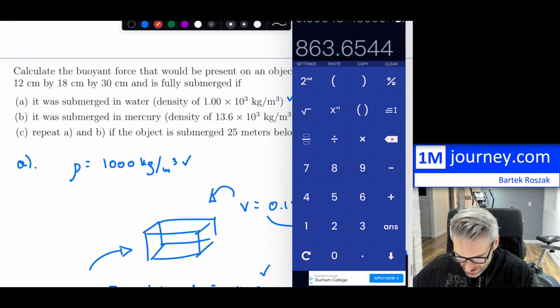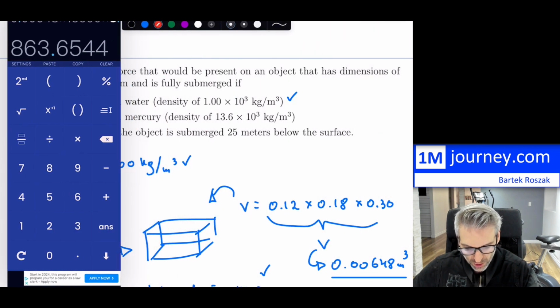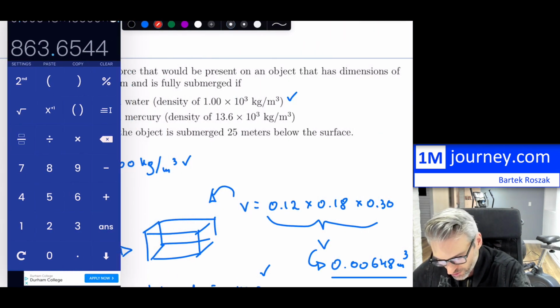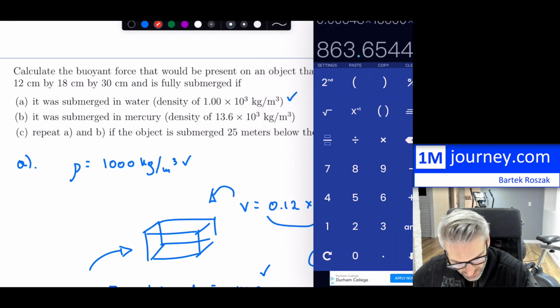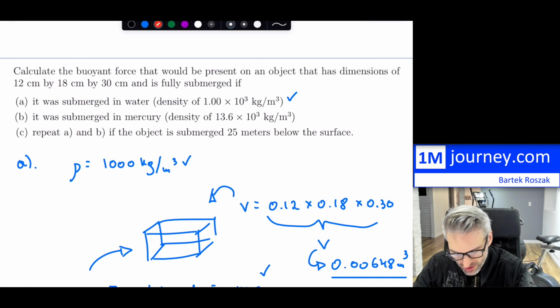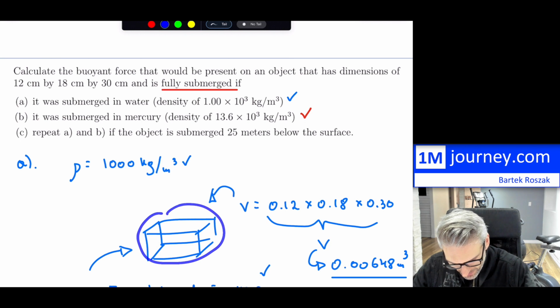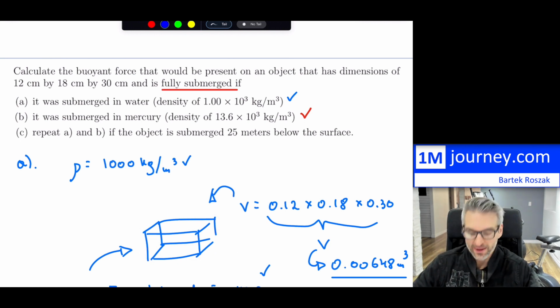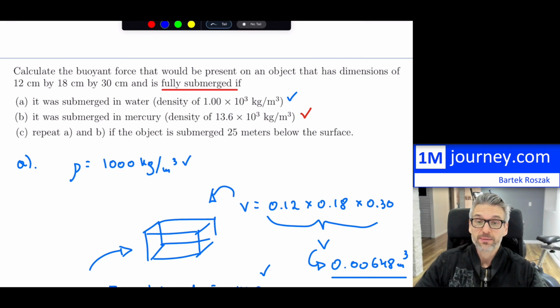Now, for part C, it says repeat A and B if the object is submerged, but now 25 meters below the surface. All right. So this is interesting because, if I'm going to go back in here, it says we've submerged it, but we submerged it fully, for parts A and for parts B. So that would have been taking this entire object and submerging it fully in water, right? And then taking it and submerging it fully in mercury. So now it says, repeat parts A and B if we submerge it to 25 meters below the surface. Does that make a difference, right?